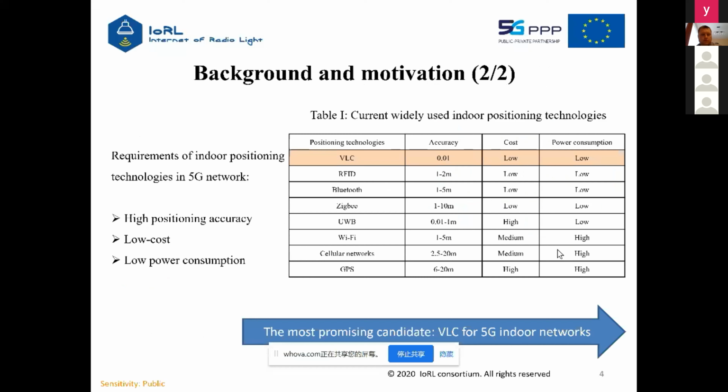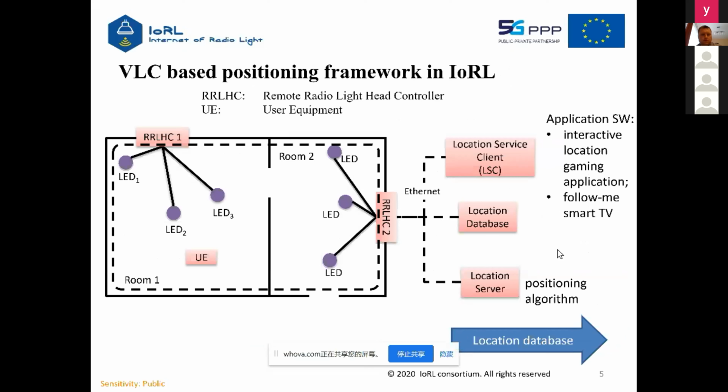With this background, we have investigated the current indoor technologies. As illustrated in this table, you can see that after comparing VLC and its peers, the excellent performance, not only in positioning accuracy but also in cost and power consumption, makes VLC stand out. So based on the attractive features of VLC, in our project, we use visible light signals for indoor localization.